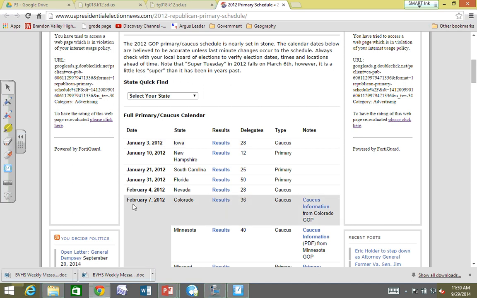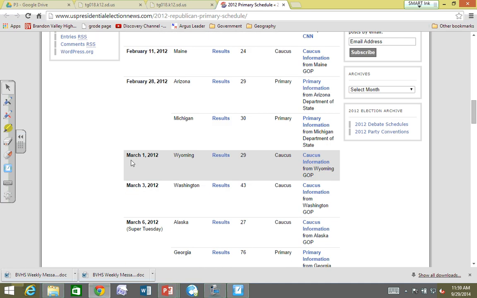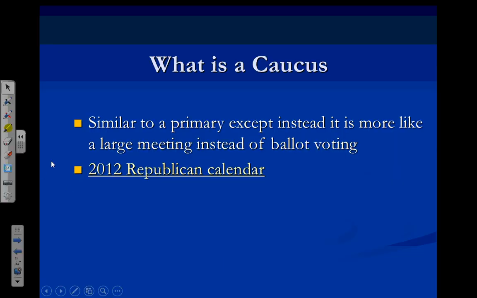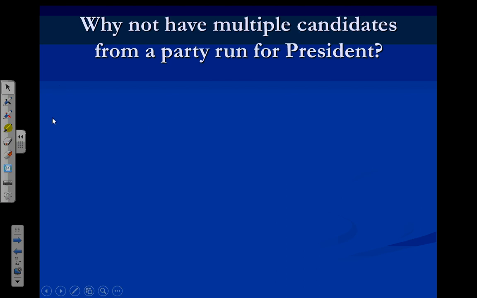But what really happens is the candidate who starts winning, if some candidates start losing, they just drop out of the race. And then before the primaries are done, before we get to June, usually when we're in March or April, we only have one candidate left. So the primaries then just become a formality. Now let me show you this in the last presidential election.